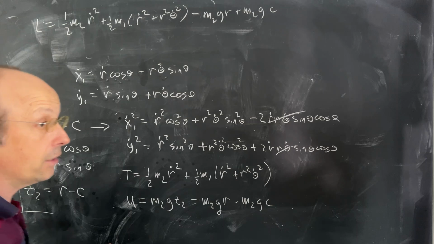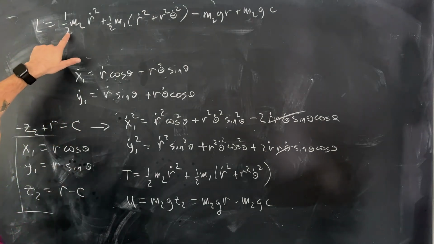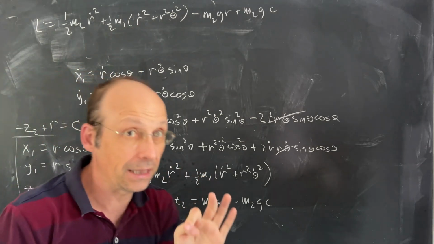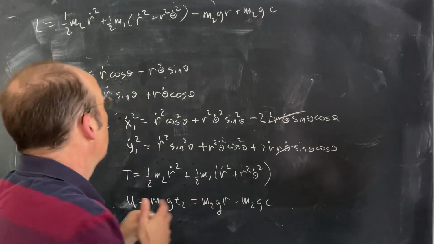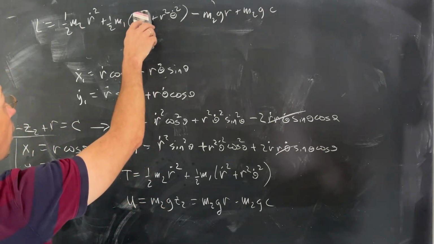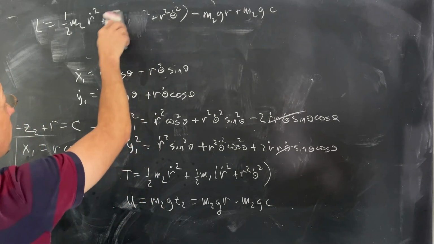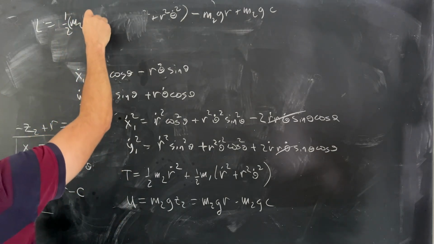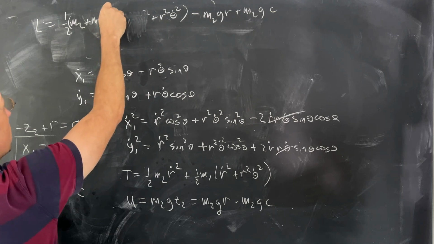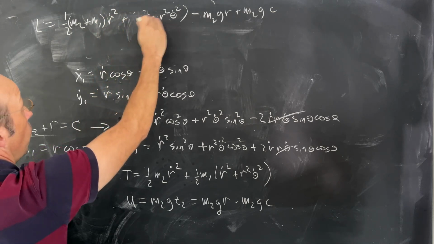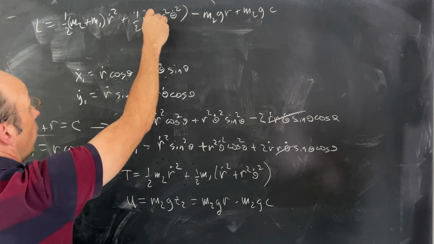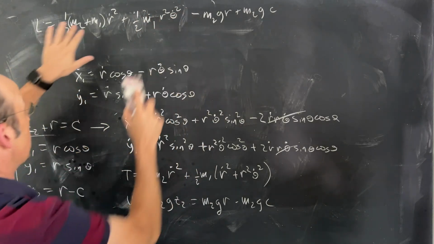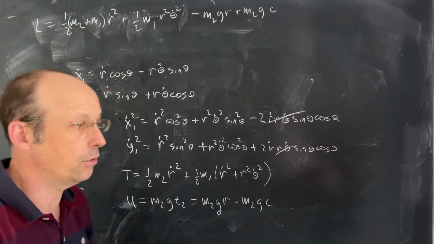Now, I can do something here. I have a 1/2 m2 r dot squared. I have a 1/2 m1 r dot squared. So just to make it a little bit easier, m1 and m2 are constants, right? So I'm actually just going to erase that. I'm going to write this as 1/2 (m1 plus m2) r dot squared plus 1/2 m1. It just looks a little bit better, right? Because that's just a constant term. It doesn't matter whichever way you do it, it's fine.